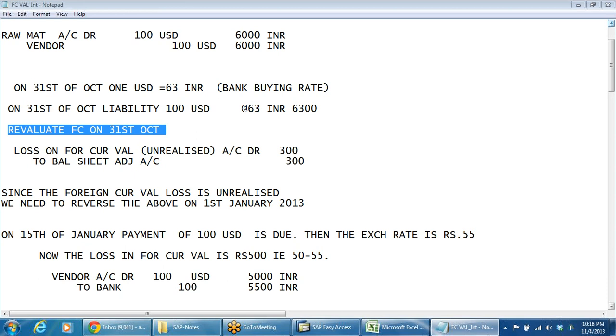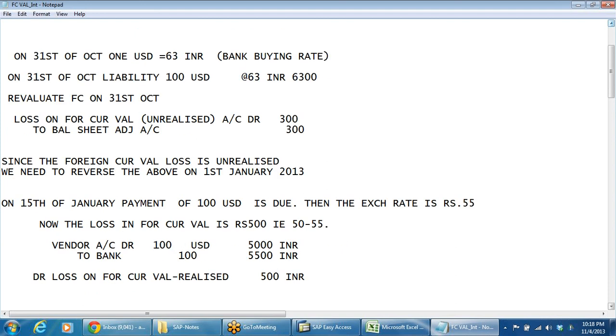So since there is an increase in the US dollar, if I am going to make the payment to the vendor today, I need to shell out 6,300, not 6,000. So that's 300 rupees extra I need to shell out. But this is unrealized because my due date is on 15th of next month, that is November. But as on 31st of October, I need to book the loss. Though it is unrealized, I need to book the loss. So that's what I need to do. Loss on foreign currency valuation account debtor to balance sheet adjustment account.